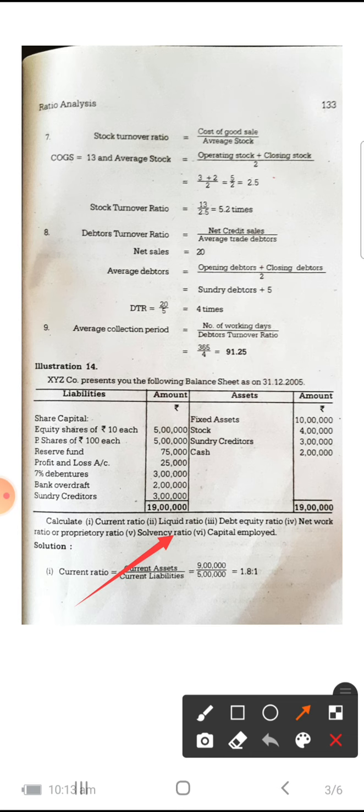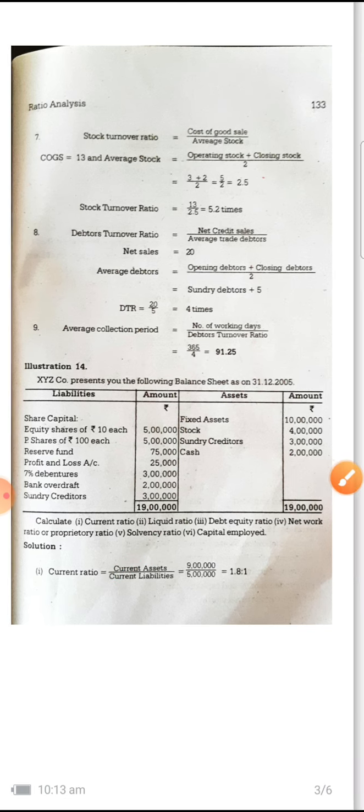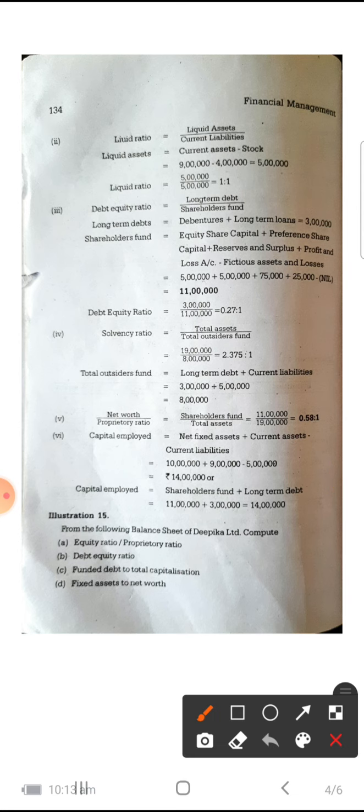Second ratio is the liquid ratio. Next we will see liquid ratio. How to calculate liquid ratio? The formula is liquid assets divided by current liability. Now what is liquid assets? Liquid assets is equal to current assets minus stock. Current assets already calculated, so 9 lakh minus 4 lakh, it is 5 lakh. Liquid ratio is equal to 5 lakh divided by 5 lakh, 1 is to 1. So the ratio is 1 is to 1.